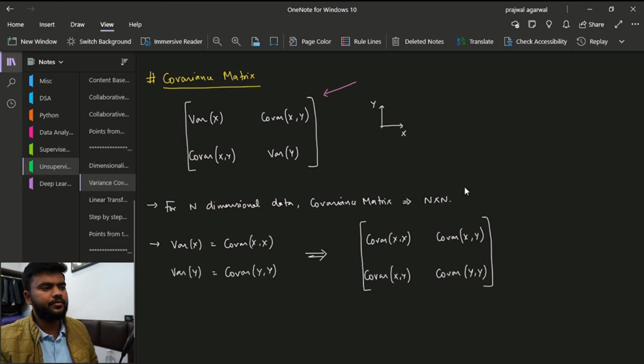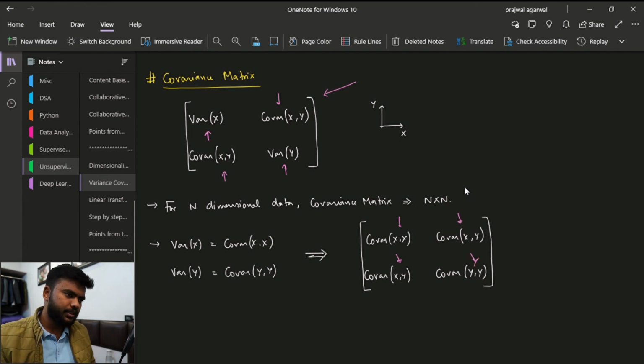In the covariance matrix, we have first the variance of x and the variance of y, and then we have the covariance of xy and the covariance of xy. Or for better understanding, we can also say that we have covariance of xx, covariance of xy, covariance of xy, and covariance of yy. This is our covariance matrix, and this is something that we are going to use in our implementation of PCA.